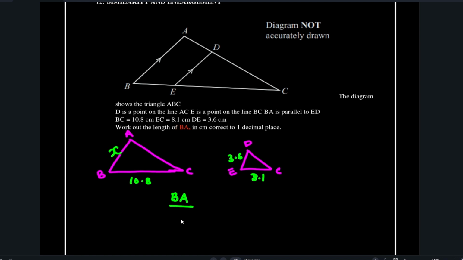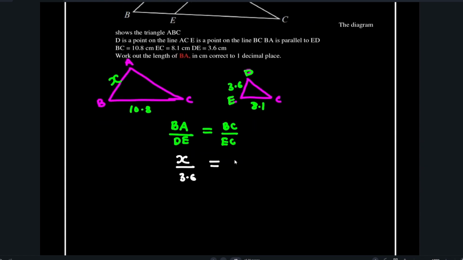We can use a relation: BA over the line corresponding to BA, which is ED. BA corresponds to line ED. So if we started with BA, we are going to say over ED equals, if we started with a bigger triangle, we shall also move to BC over EC, which is 8.1.